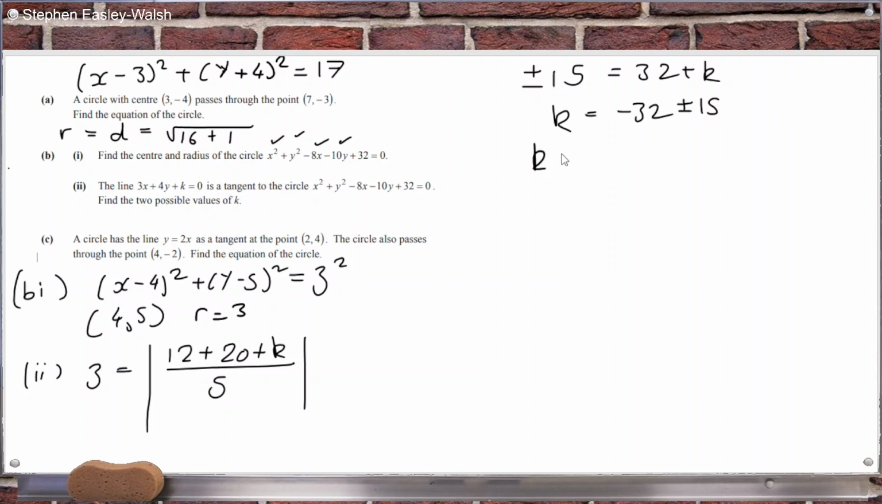So that means k is, take the minus one first, minus 47. And then, or is that 18? Minus 18? Or no, 17, I think. Yeah.